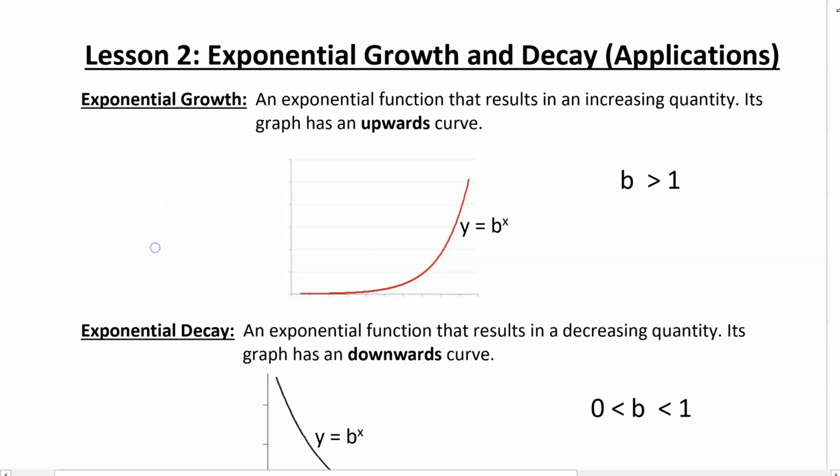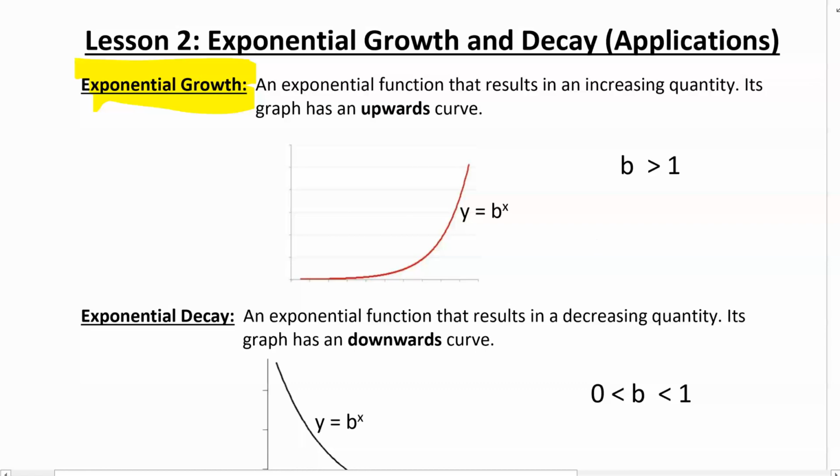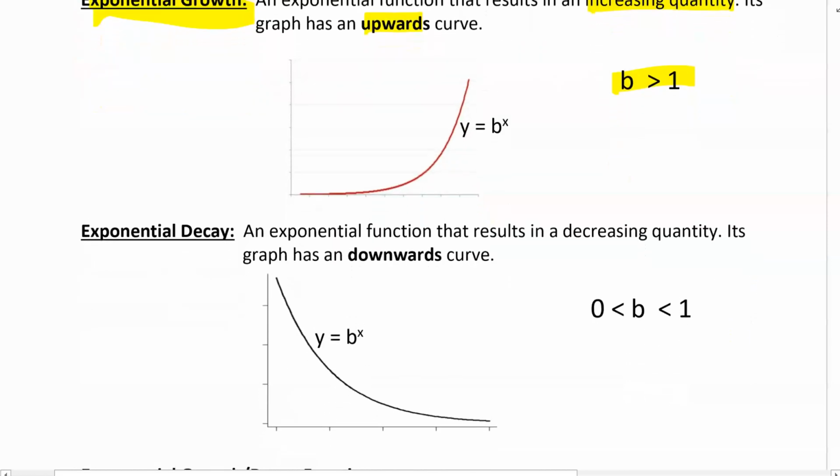So the first part I want to talk about here is exponential growth, right? It says here an exponential growth is an exponential function that results in an increasing quantity. Its graph has an upwards curve, and we can see that right here. As an example, y is equal to b to the exponent x, and the value of b has to be greater than 1. That is the base that we're putting the exponent to, and as long as that base is larger than the number 1, the y value will always be increasing.